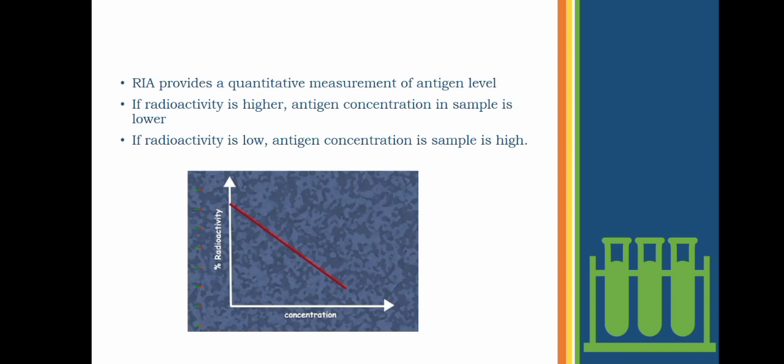The graph representing the relationship between the radioactivity and the concentration of the antigen is given here. If the concentration of the antigen is lower, the radioactivity becomes higher, and with the increase in the concentration of antigen, radioactivity is lowered.